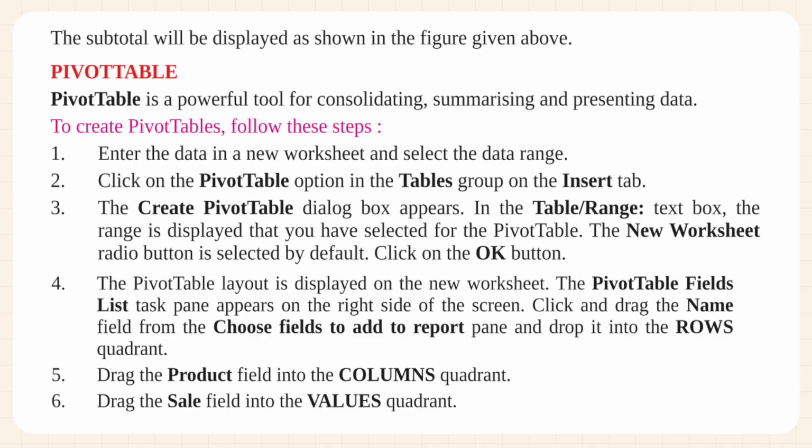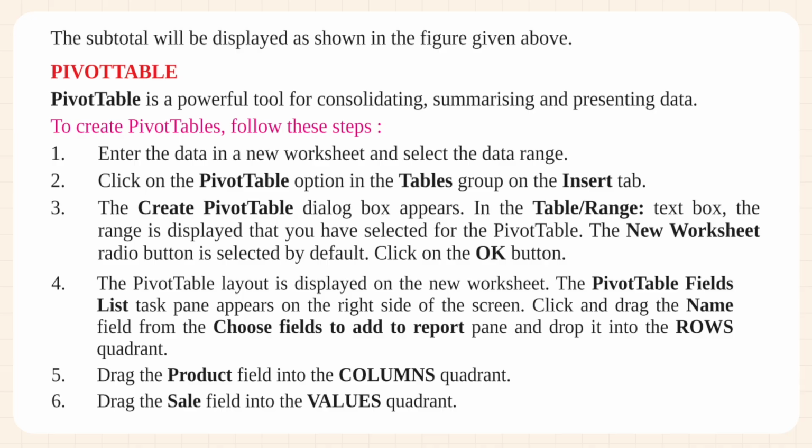PivotTable. PivotTable is a powerful tool for consolidating, summarizing and presenting data. To create PivotTables, follow these steps. 1. Enter the data in a new worksheet and select the data range. 2. Click on the PivotTable option in the Tables group on the Insert tab. 3. The Create PivotTable dialog box appears. In the Table Range text box, the range you have selected for the PivotTable is displayed. The New Worksheet radio button is selected by default. Click on the OK button.